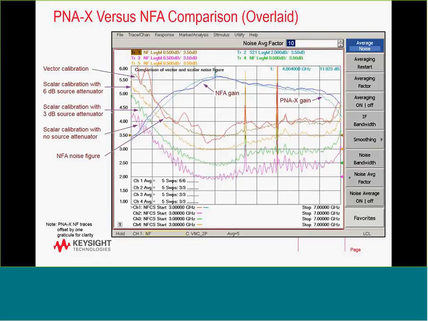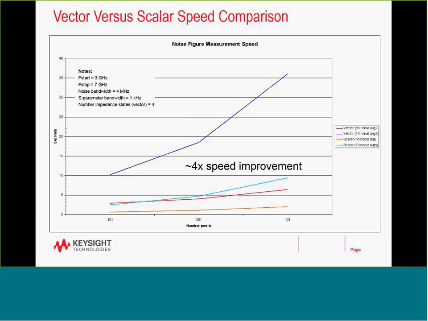So most of that ripple in the scalar method is due to mismatch between the source and the device and receiver. In the PNA version, we remove all of those, effectively giving you a much smoother representation of the device under test. So take a look at the speed improvements, the vector versus scalar. You can see that the scalar does have a faster measurement because we don't need to do that source pulling.